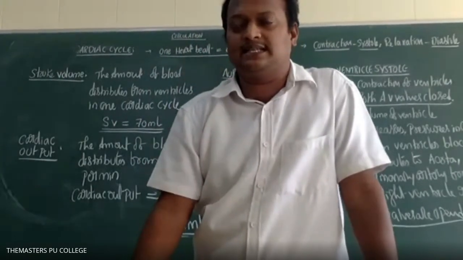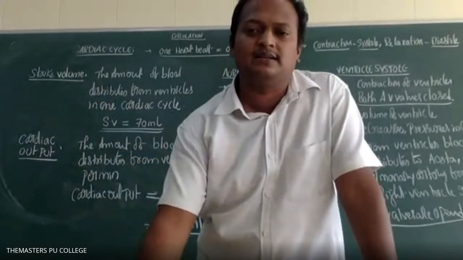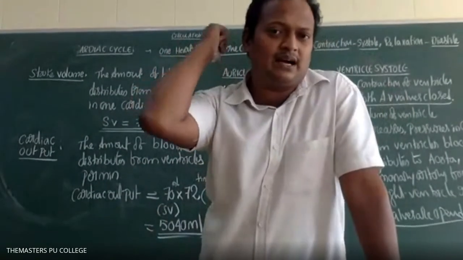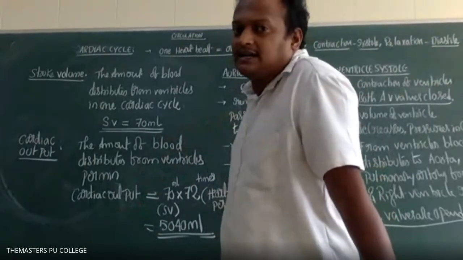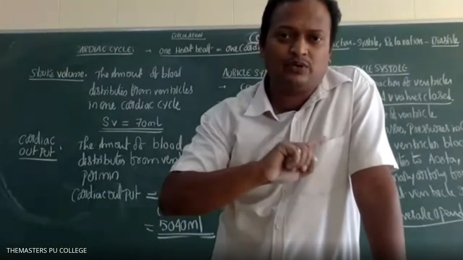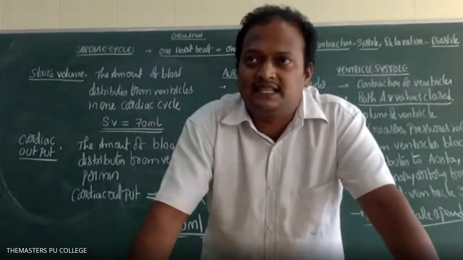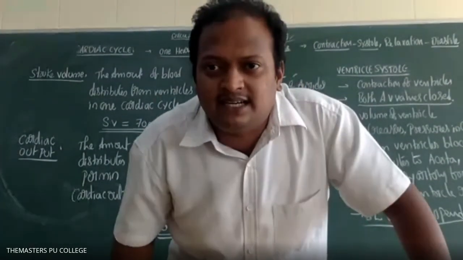Is it clear, students? These two are most important: stroke volume and cardiac output. So throughout the cardiac cycle, the steps are also important, from both the subjective point of view and the objective point of view. Is it clear, students? Somebody sent doubts, right?